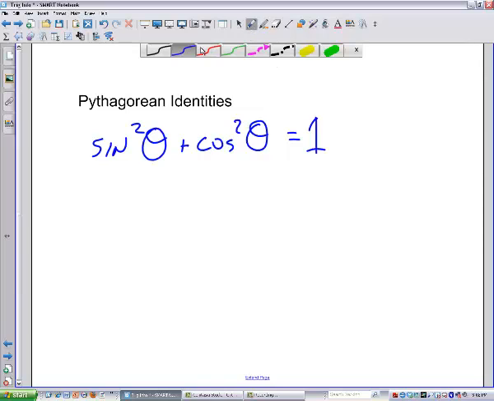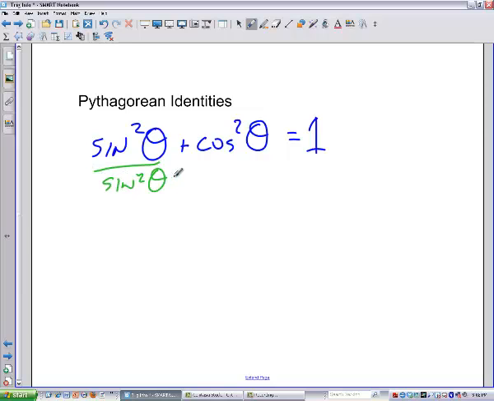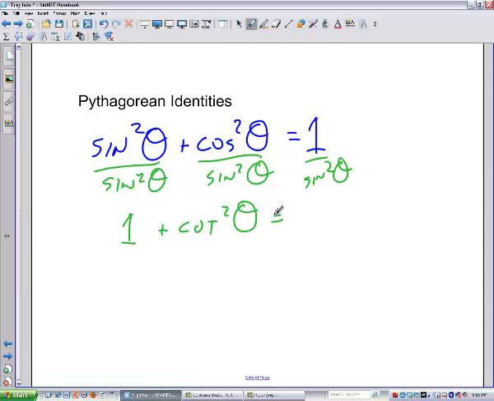We can get the other two that we like merely by, first of all, just going through and dividing everything by sine squared. Okay, sine squared over sine squared is 1. Cosine squared over sine squared is cotangent squared. And 1 over the sine squared, what's the reciprocal of the sine? The cosecant. Okay, so there's number 2 that we should know about.